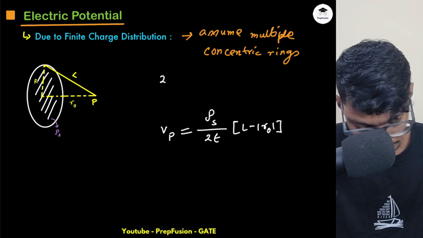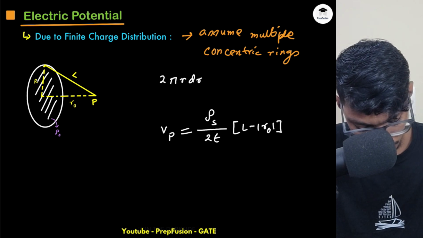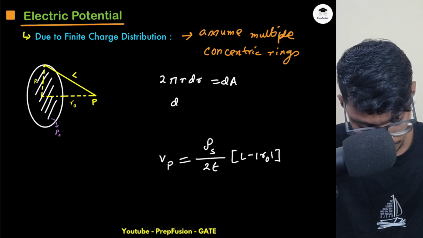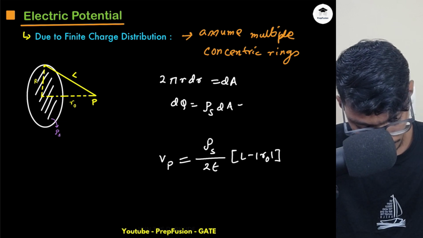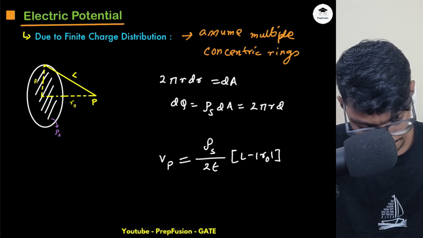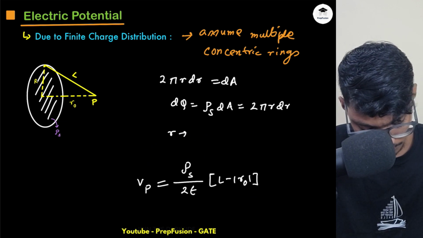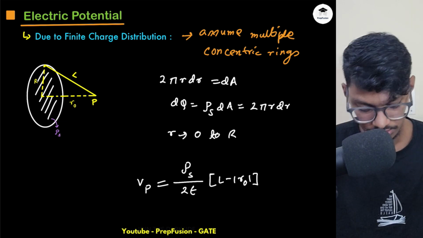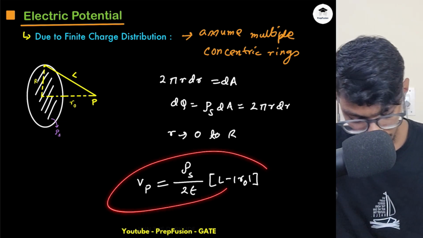So I can say 2 pi r into dr. This is the area, dA, and my dq will be rho s into dA, which is 2 pi r dr, and then you do the limits of r. R is going from 0 to capital R. So if you solve this, or use theta or something else, you will get this result.